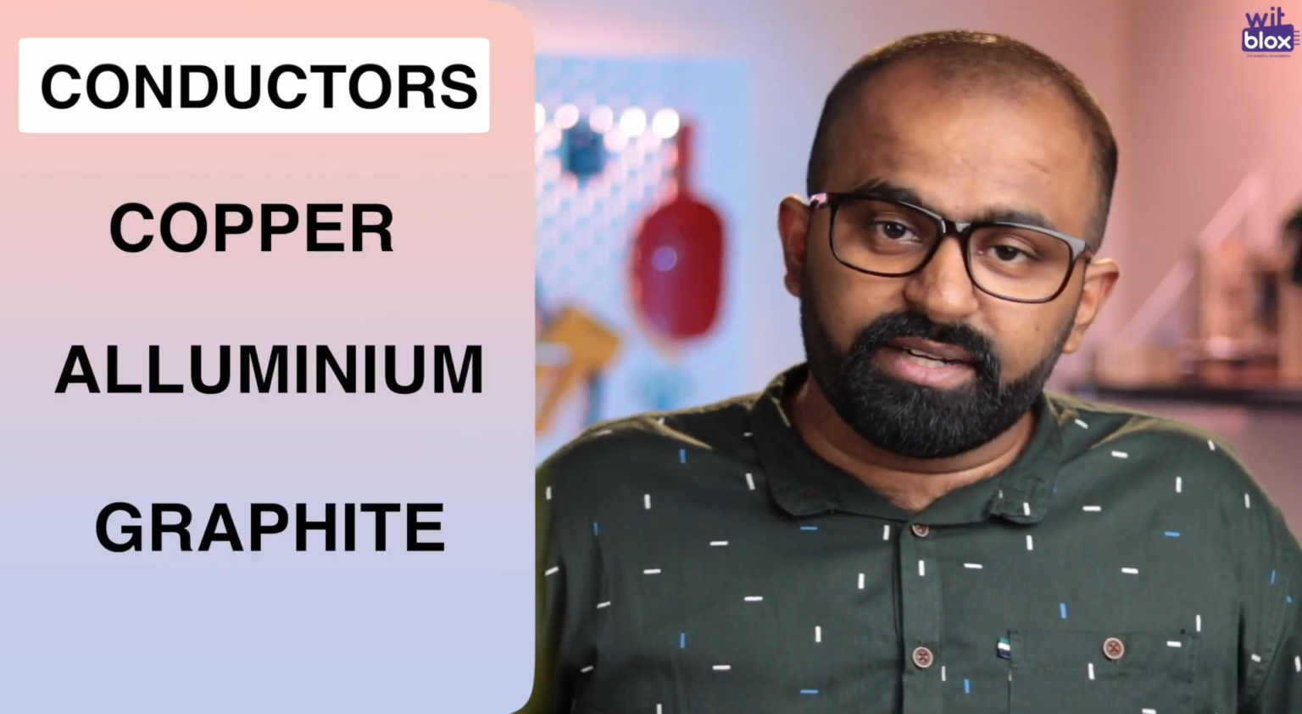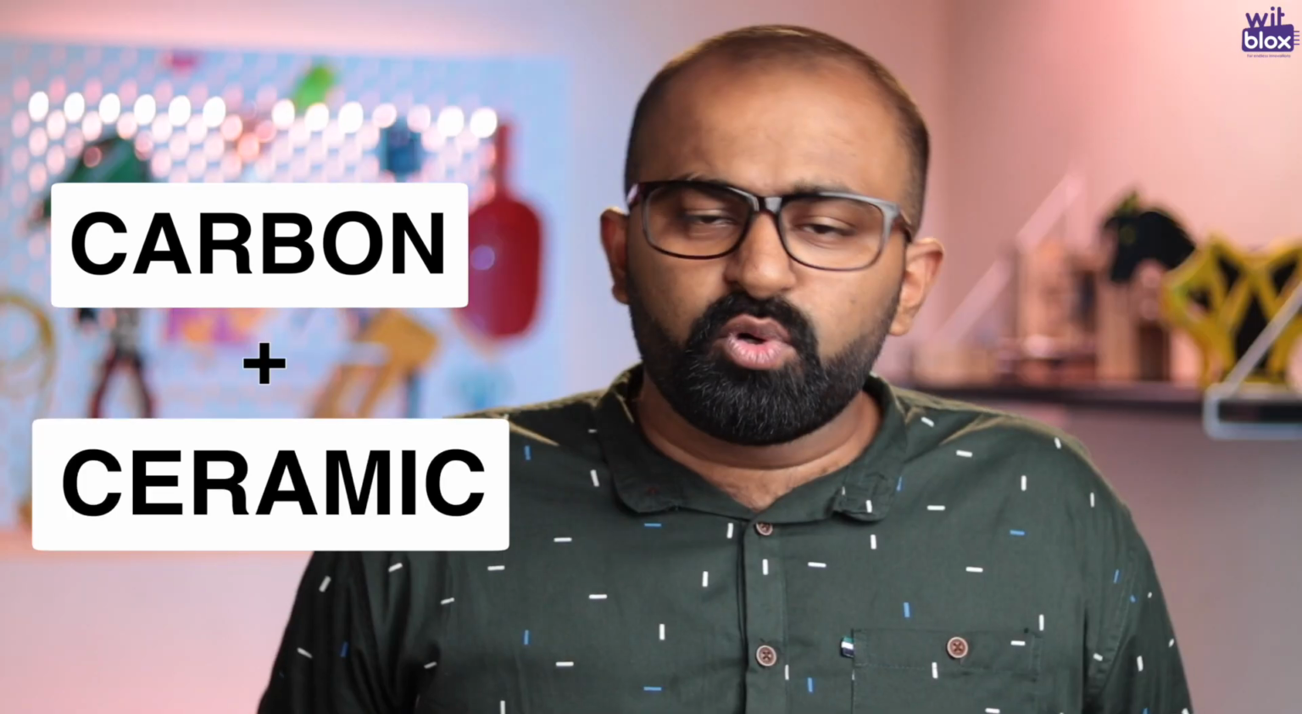Electricity needs a path to flow. If a material allows electrical charges to flow through them, we call them conductors. Example, copper, aluminum and graphite. If a material is arrogant enough to not allow the charges to flow through them, we call them insulators. Example, wood, ceramic, etc. Now we take these conductors, mostly carbon, and mix them with insulators, mostly ceramic.